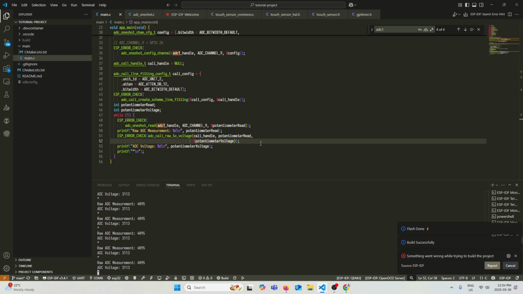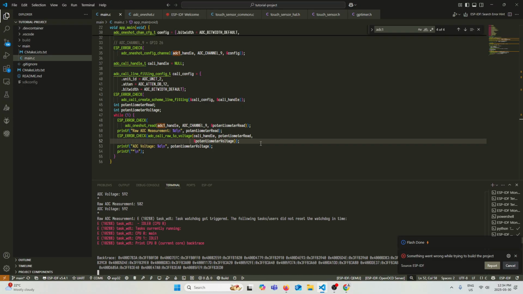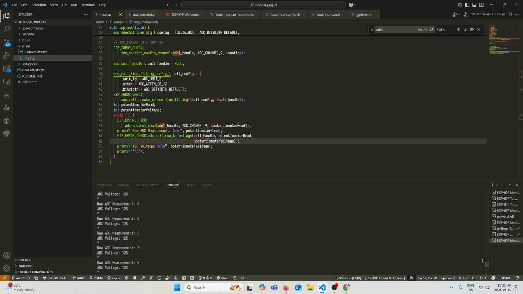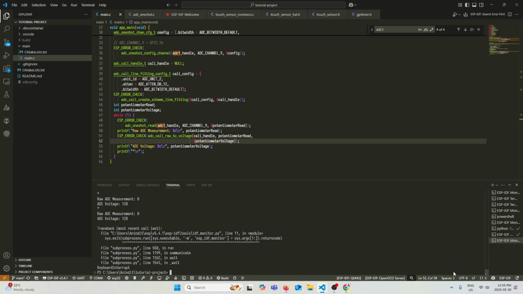Okay, there you go. So let's, yes. What the heck? Watchdog timer. I didn't enable any watchdog timer. Okay, wait, hold on. So wait, what the heck was that? I don't know. Let me use the washroom real quick. I'll be right back.